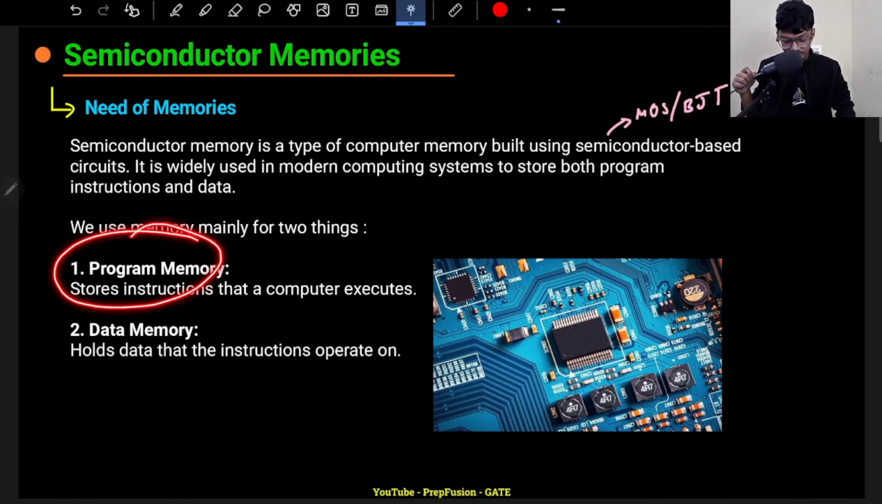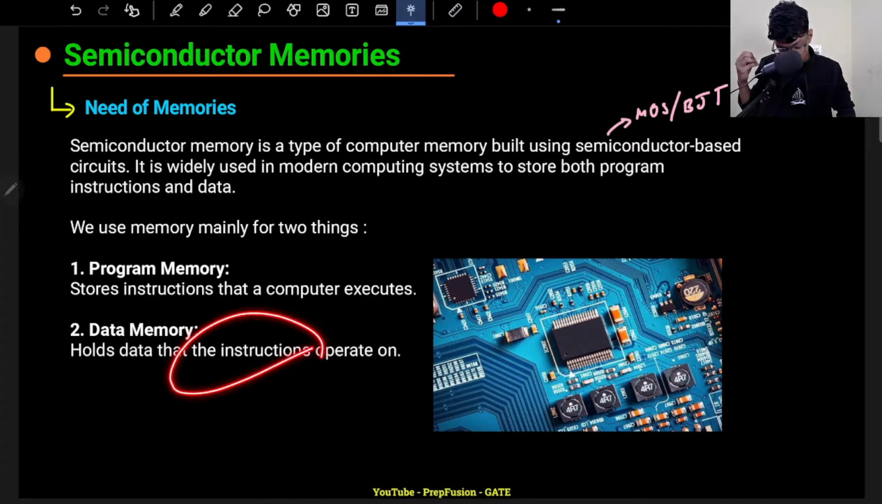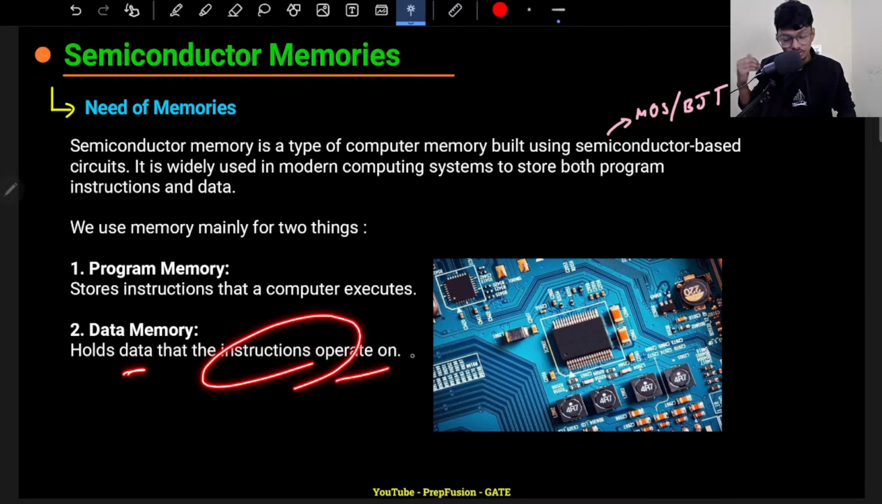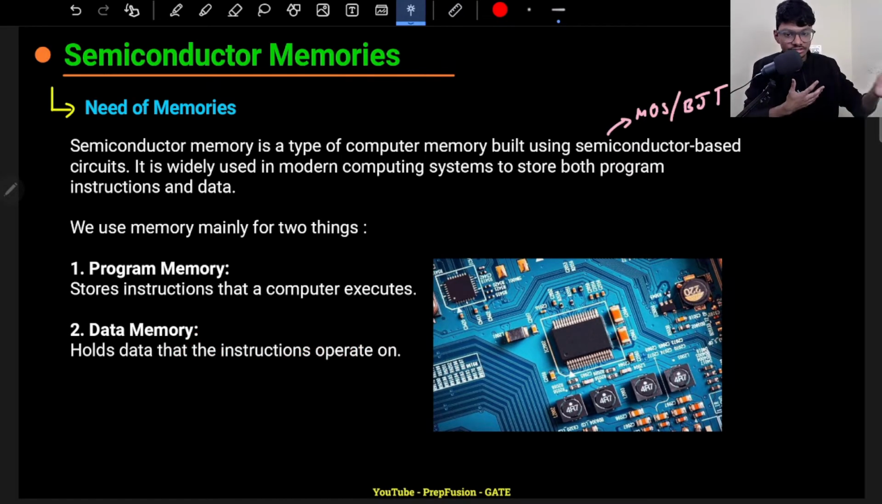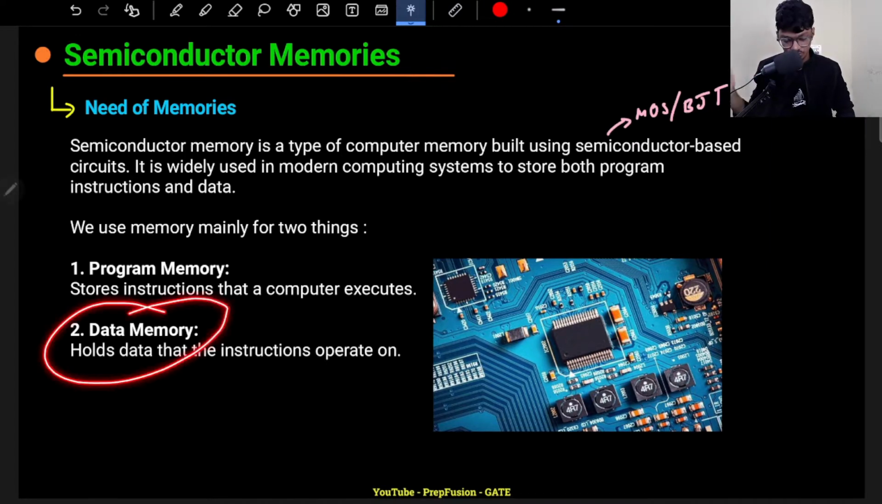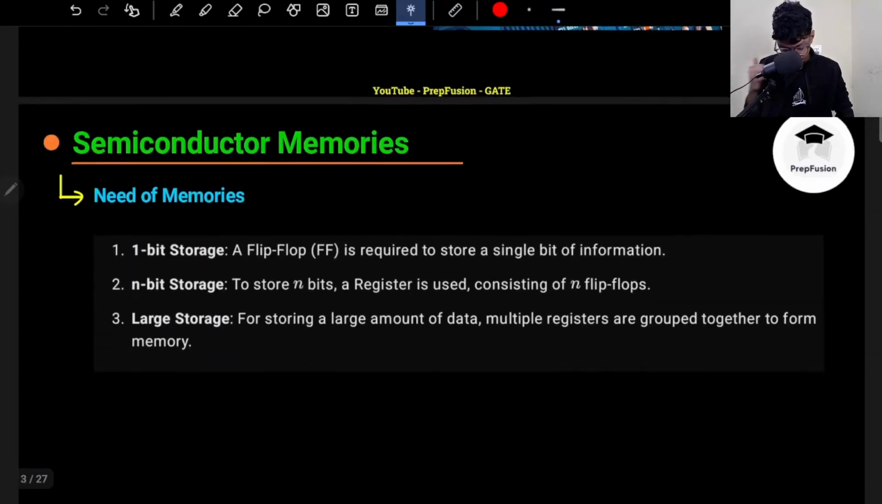So there are mainly two types of memory. One is program memory, another one is data memory. Program memory stores the instructions that the computer executes. Data memory holds data that the instructions operate on, like write to this register, read from this register. That is an instruction, which also needs to be stored. Then write 1, write 0. That 1 and 0 is the data the user is telling to write at the register. That is the data memory you need to store. So these two things are required for memory. That is the need of memory.